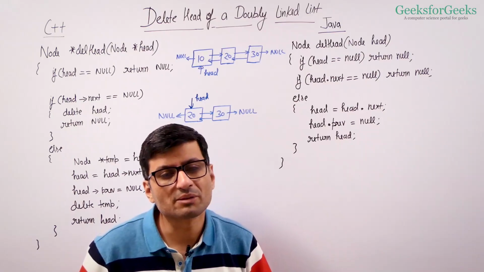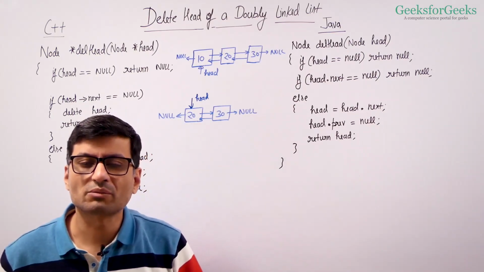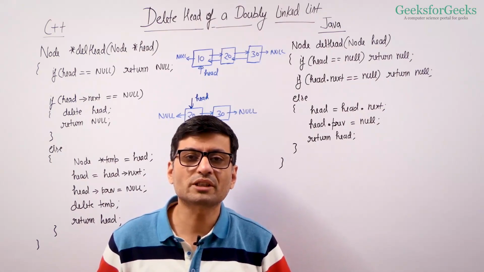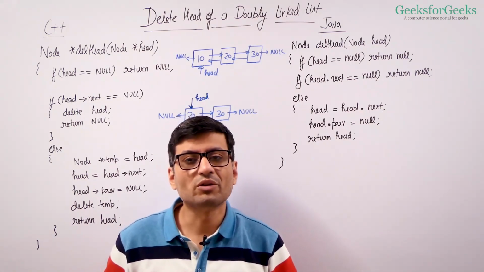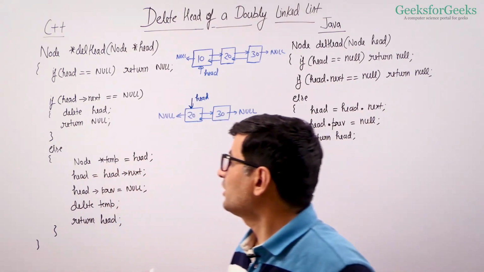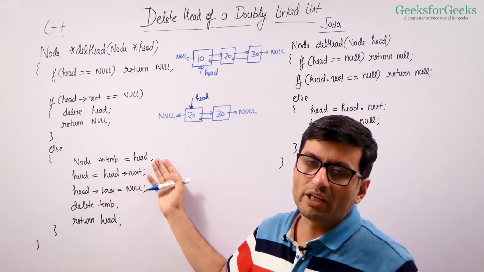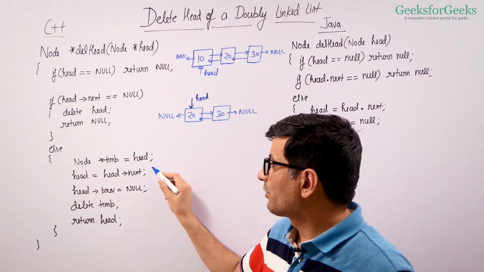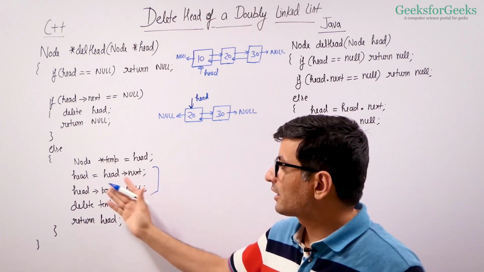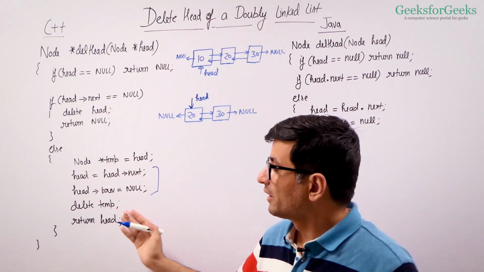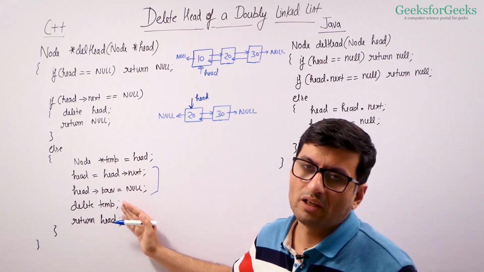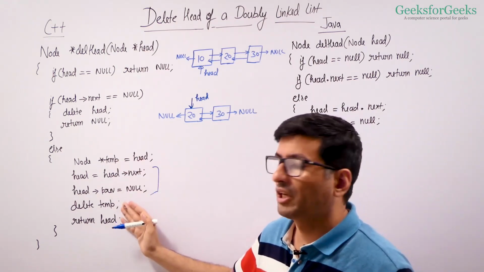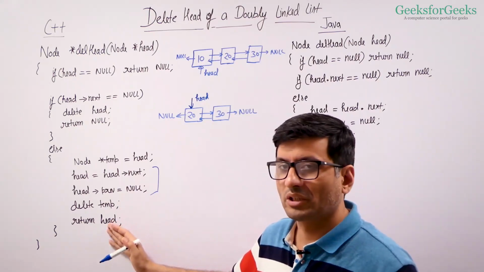Now talking about C++ implementation, in C++ we need to ensure that we deallocate memory for the previous head as well. So to deallocate the memory, we store the previous head or the input head in a temp variable. Then we do the same steps as we did in Java. Head equal to head next, head previous equal to null. Then we delete the head, right? Previous head that we stored in the temp variable. We deallocate the memory and we return the new head.